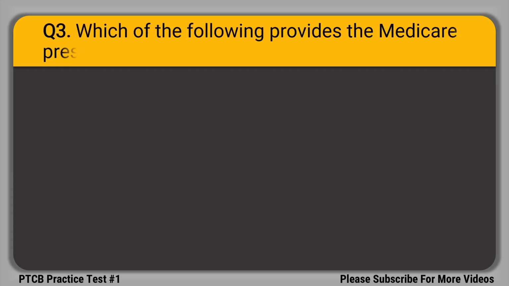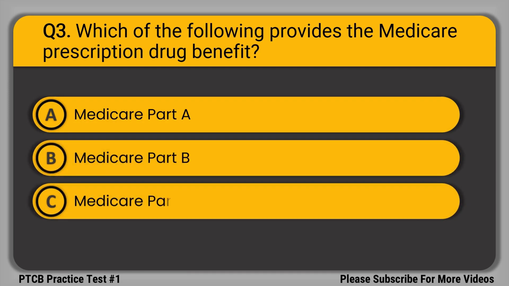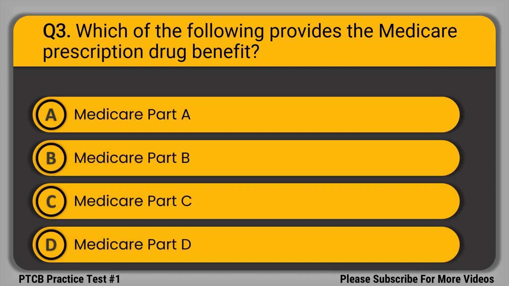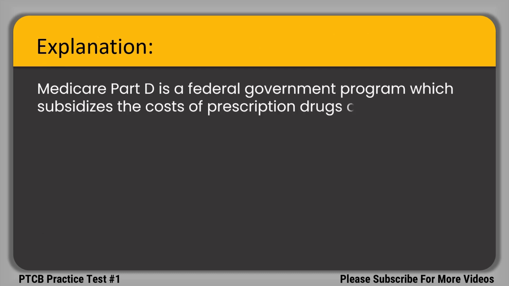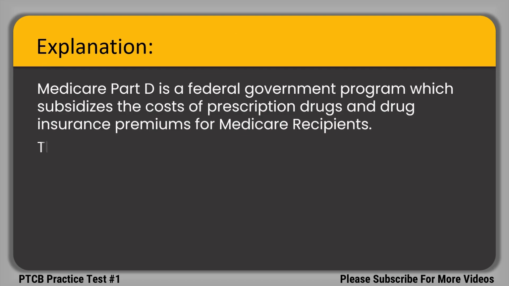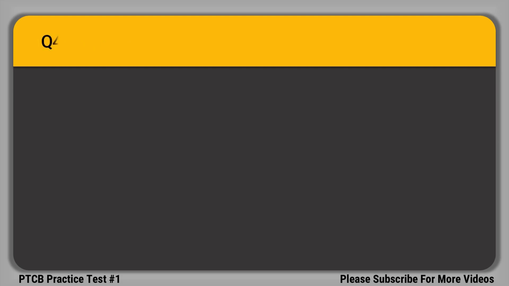Question 3. Which of the following provides the Medicare prescription drug benefit? A. Medicare Part A. B. Medicare Part B. C. Medicare Part C. D. Medicare Part D. D. Medicare Part D. Medicare Part D is a federal government program which subsidizes the costs of prescription drugs and drug insurance premiums for Medicare recipients. This program was authorized by the Medicare Modernization Act of 2003.